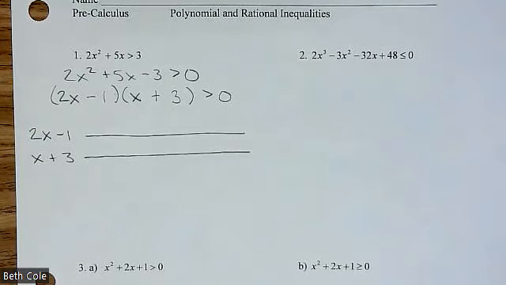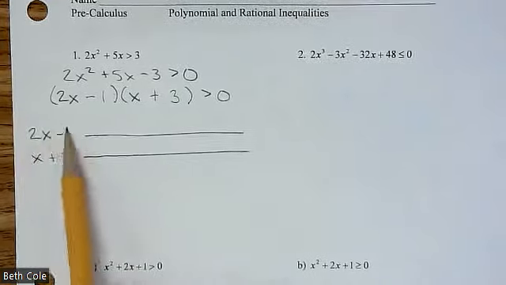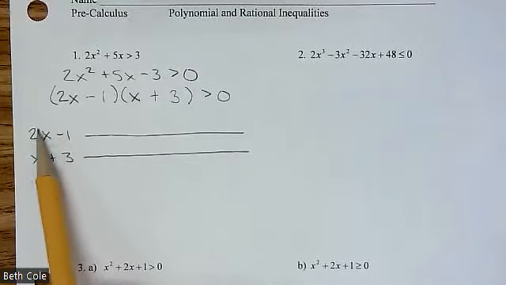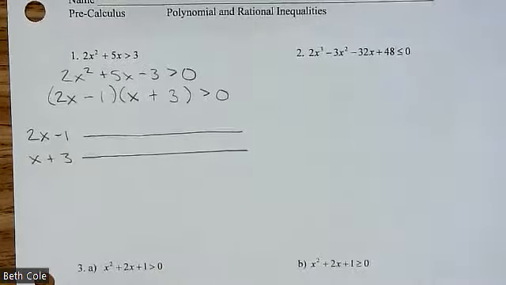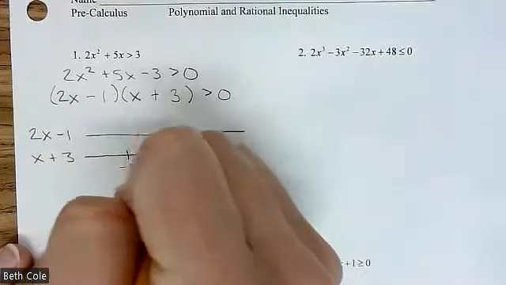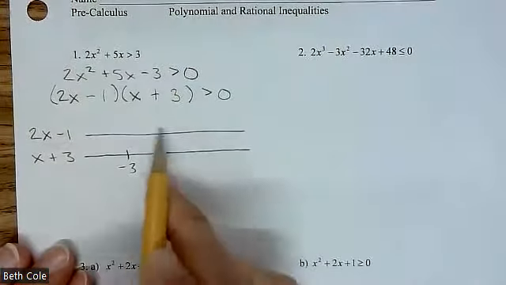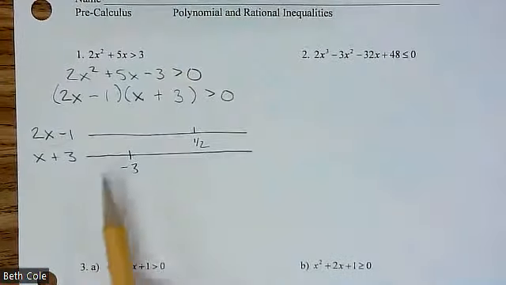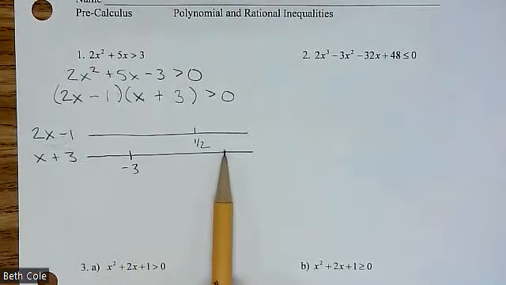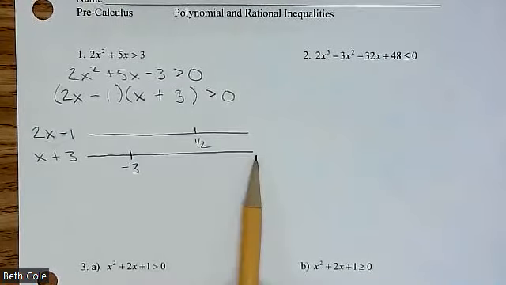Now you're going to put the zeros on there, but they have to go in order. It's a number line, so smallest to biggest. What would make this one 0? 1/2, good. And this one, -3. So -3 is going to go on this number line, and 1/2 is going to go on this number line. But do you see how I put the -3 before the 1/2? This one's smaller, that one's bigger.